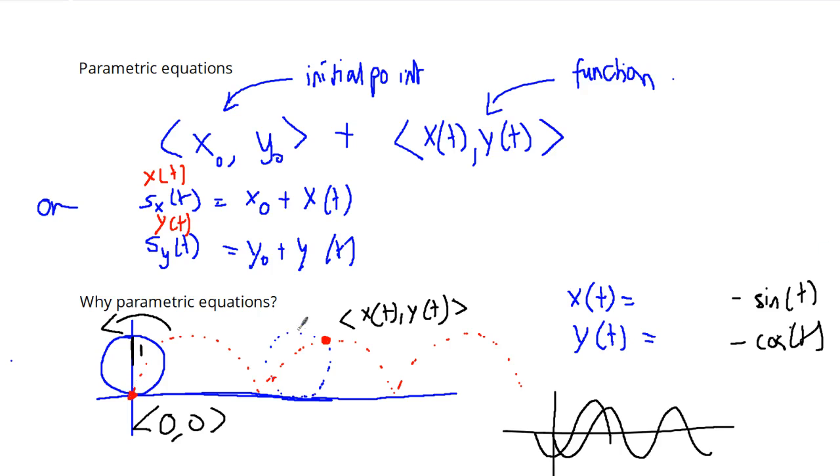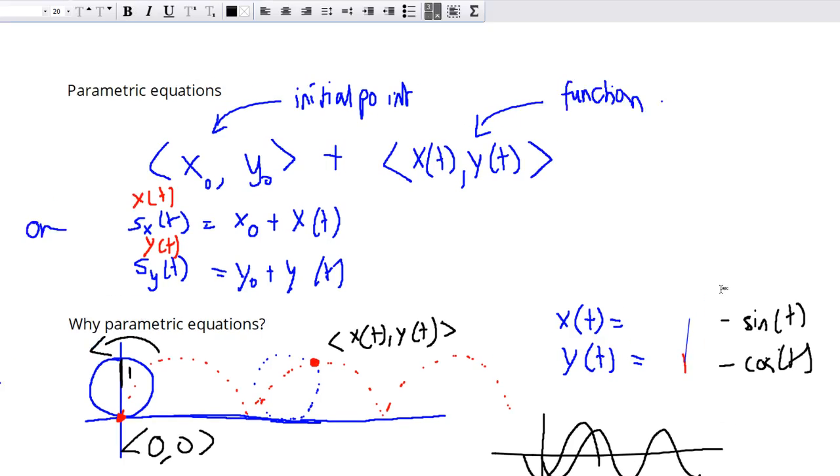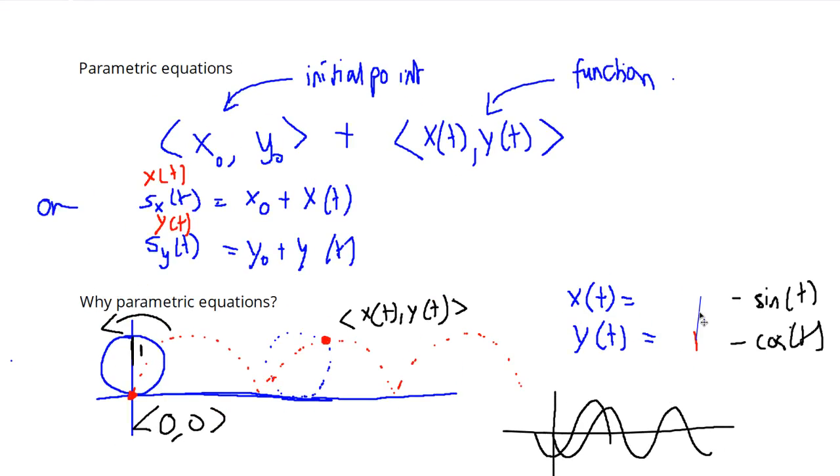starts from here. So our y of t will never be moving. The bottom of our y of t is 0, and the top of our y of t is 2. And so therefore our function will have an extra thing of 1 right here. So this will be 1 minus cosine of t.